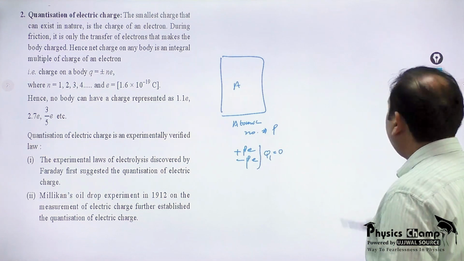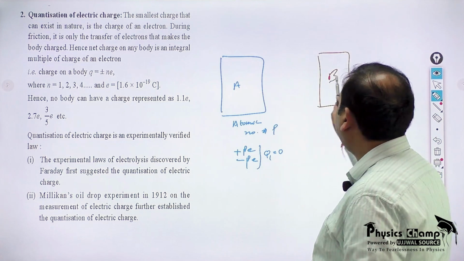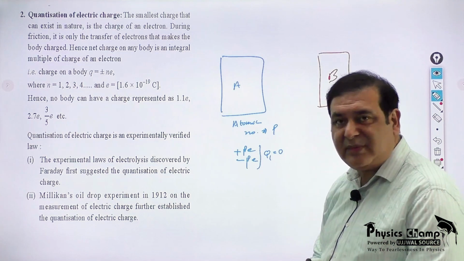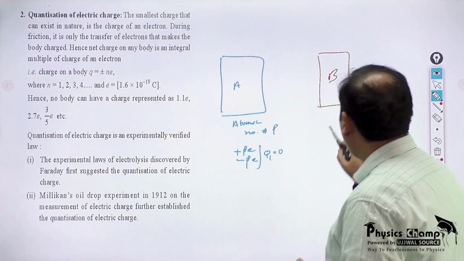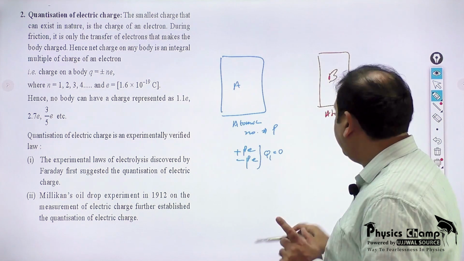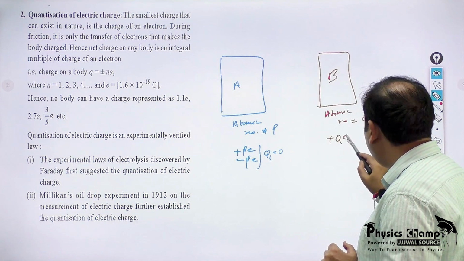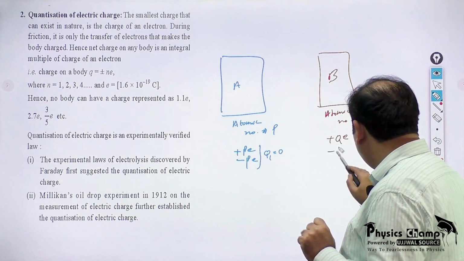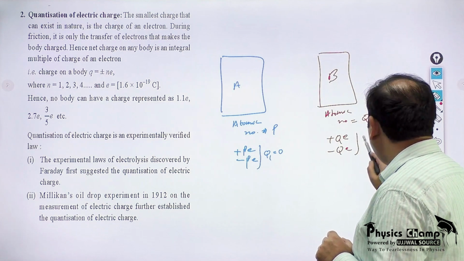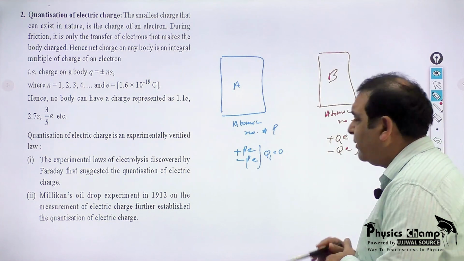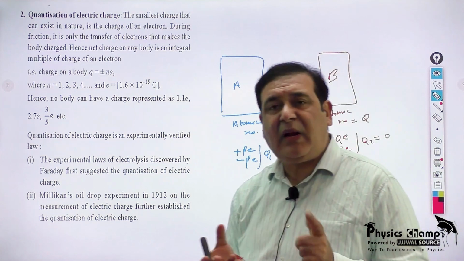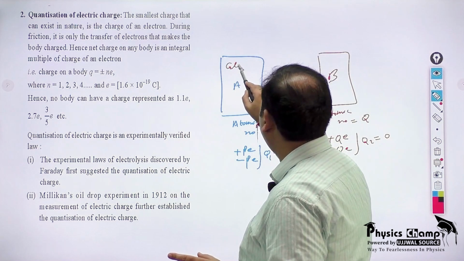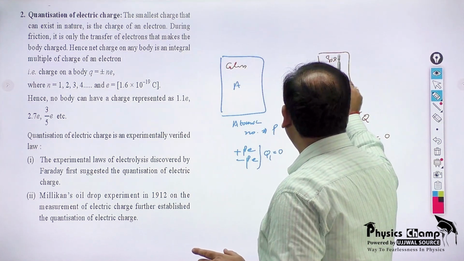On the other side, you have another body B. Maybe it is a glass rod and silk, or maybe a plastic comb and hair. So you have another body B with atomic number, say, Q. Each atom has a charge of Qe within its nucleus. Q is the number of protons, and Q is also the number of electrons, and the net charge of this body is 0. So let one be the glass rod, and let the other be silk.